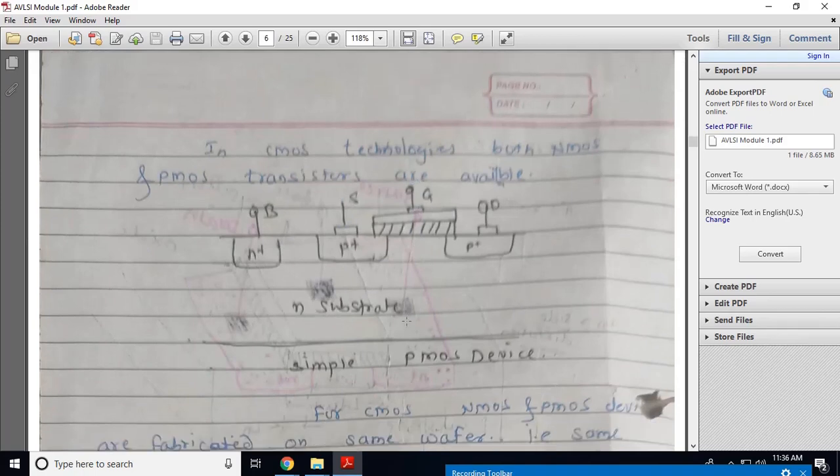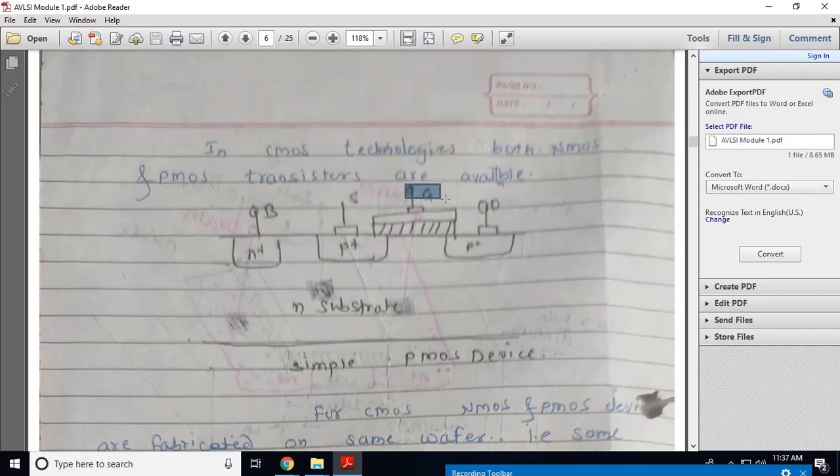For the PMOS, there is the opposite type of substrate, that is an N-type substrate. The source is made up of P-type semiconductor material. The drain is made up of P-type semiconductor material. P plus means more holes are available, so it is heavily doped. So this is the structure of the PMOS device.